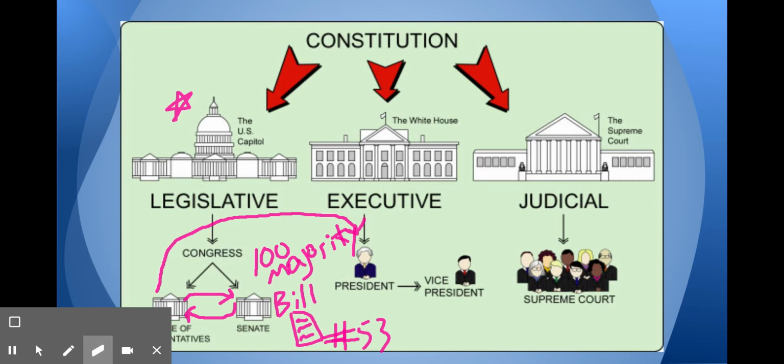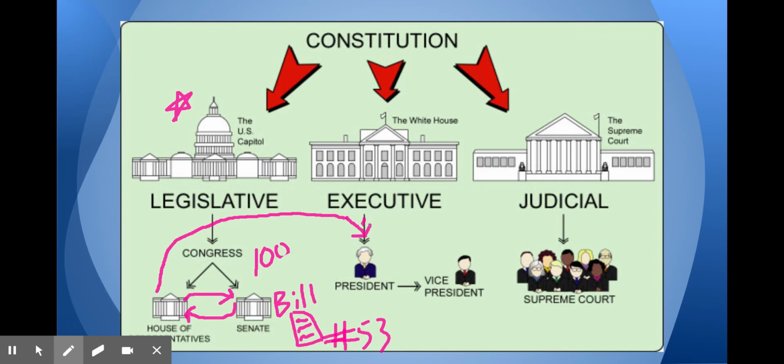Now, let me make this a little clearer. I'm going to erase this part here. Let's try this again. Goes to the president. Now, the president has two choices. He could sign it and basically say yes, or the president has the power to veto the bill. Veto basically is a fancy word of saying no.